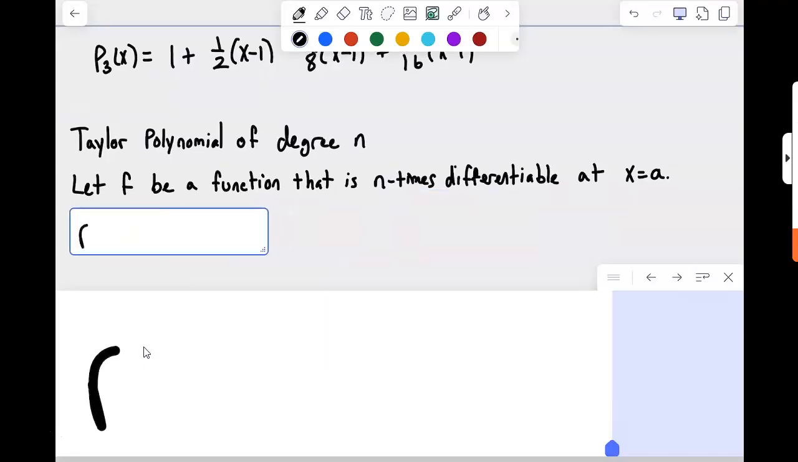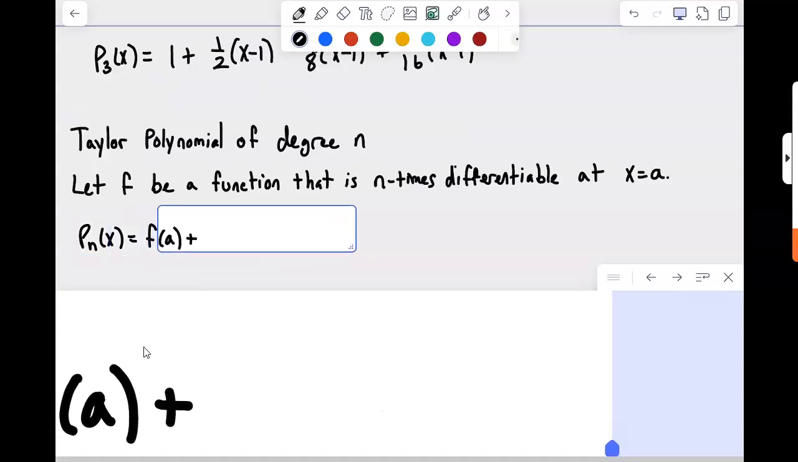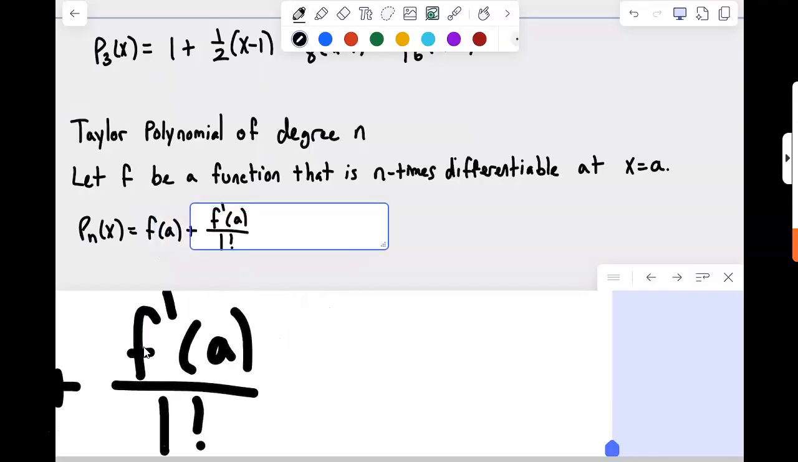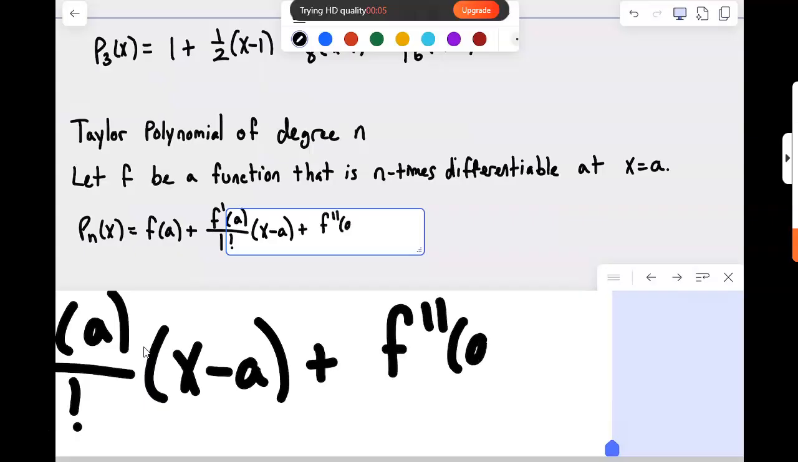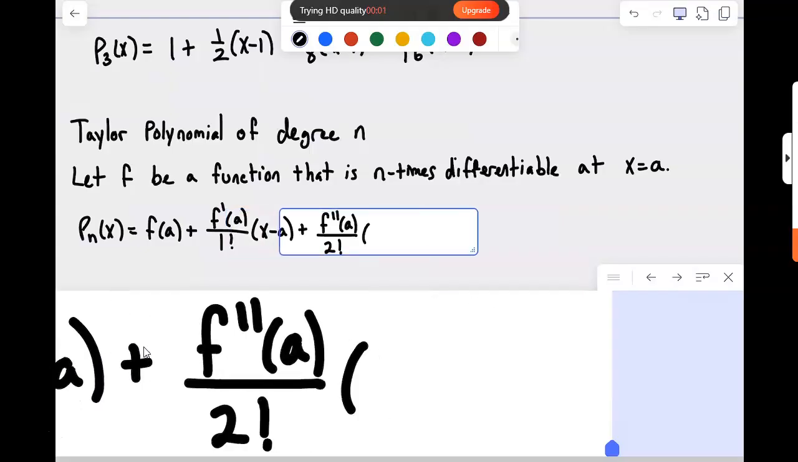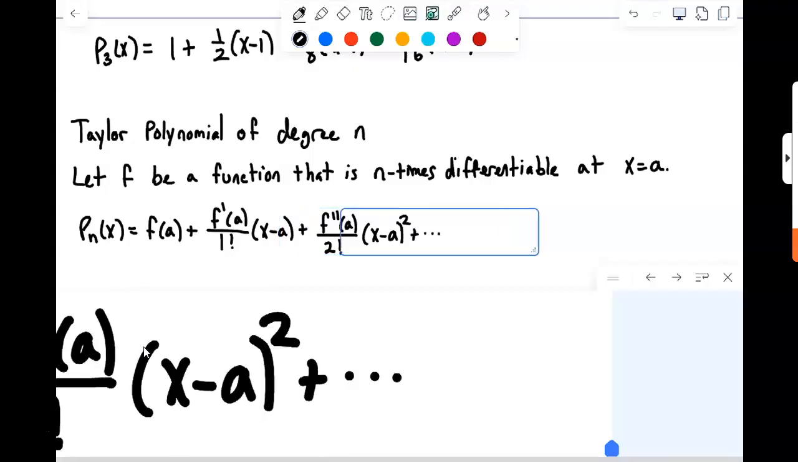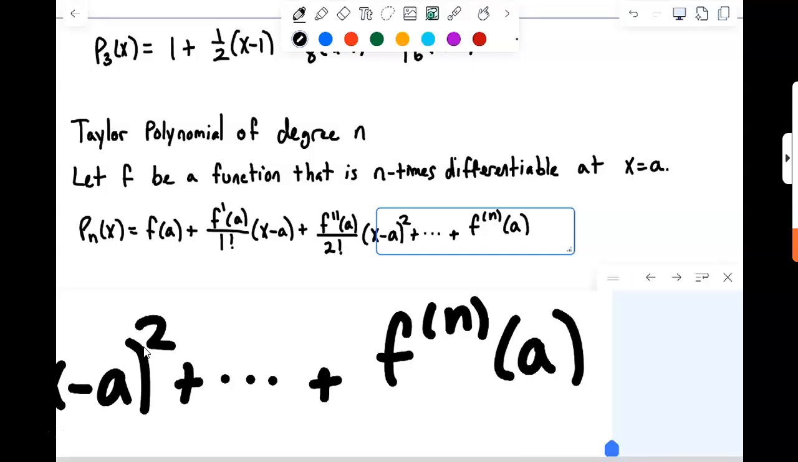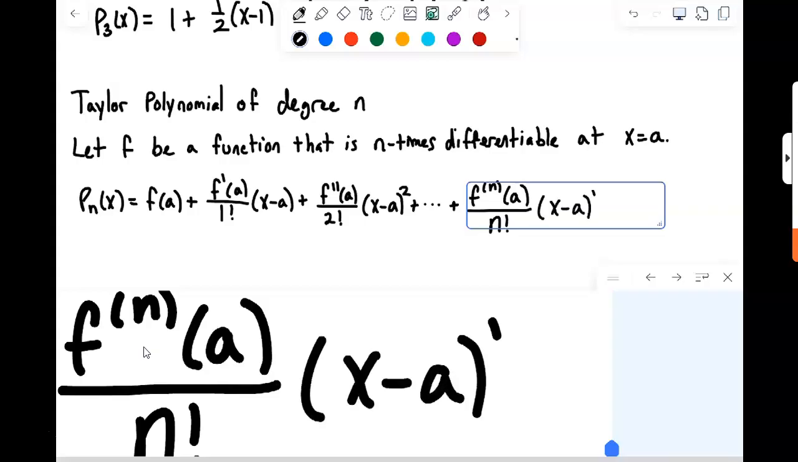Then the Taylor polynomial of degree n, p sub n of x, is f of a plus f prime of a over 1 factorial times x minus a, plus f double prime at a over 2 factorial times x minus a to the second, and then so on, the third one, the fourth one, all the way up to the nth derivative evaluated at a divided by n factorial times x minus a to the n.